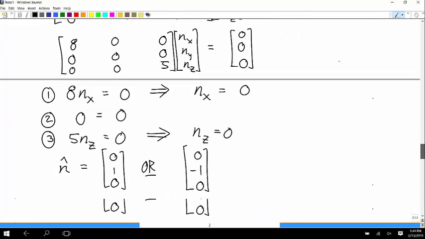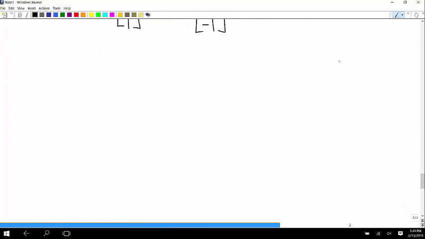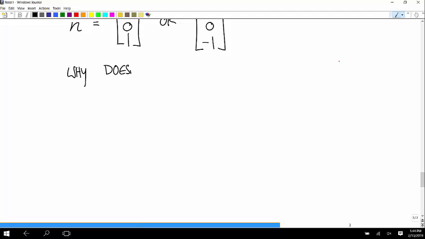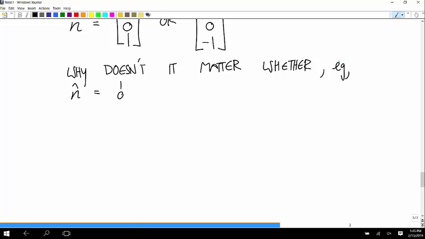Okay. Why doesn't it matter whether, for example, n is equal to 1, 0, 0 or negative 1, 0, 0?